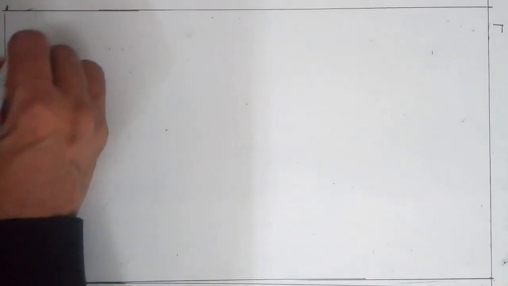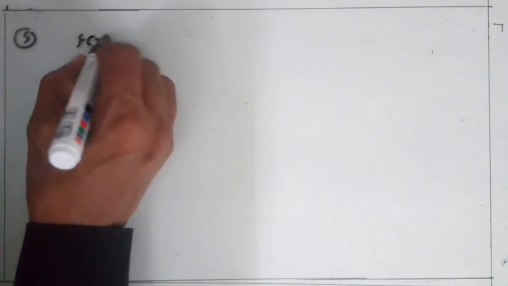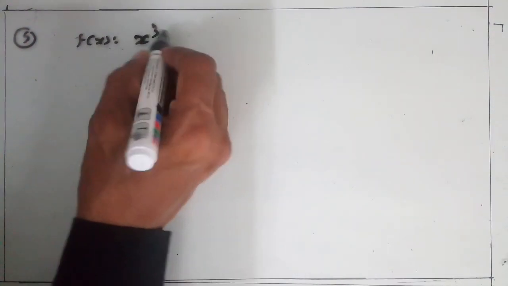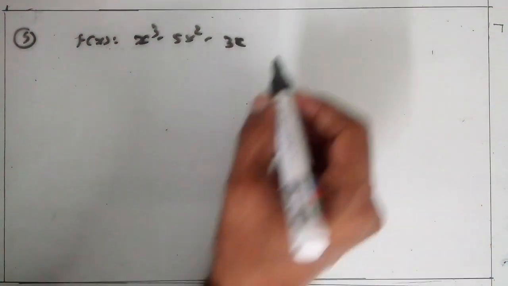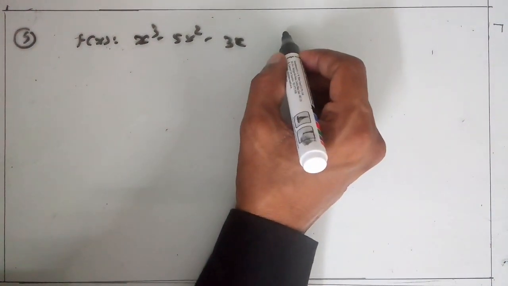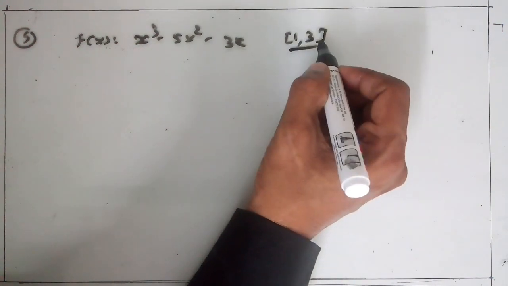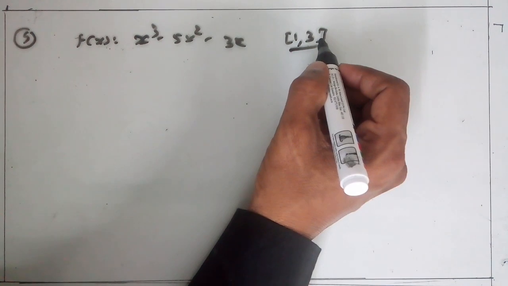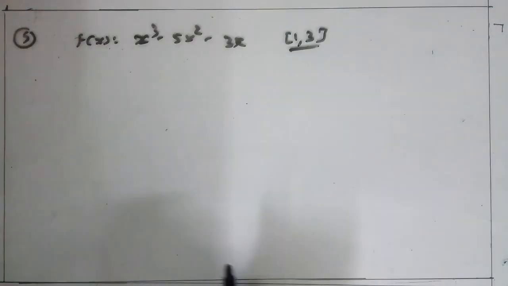Now question number 5. Verify the mean value theorem if f x is equal to x raised to 3 minus 5x square minus 3x in the interval [a, b], a is equal to 1 and b is equal to 3, and in this interval find c belongs to 1 to 3 such that f dash c equal to 0. You know how to solve this question.